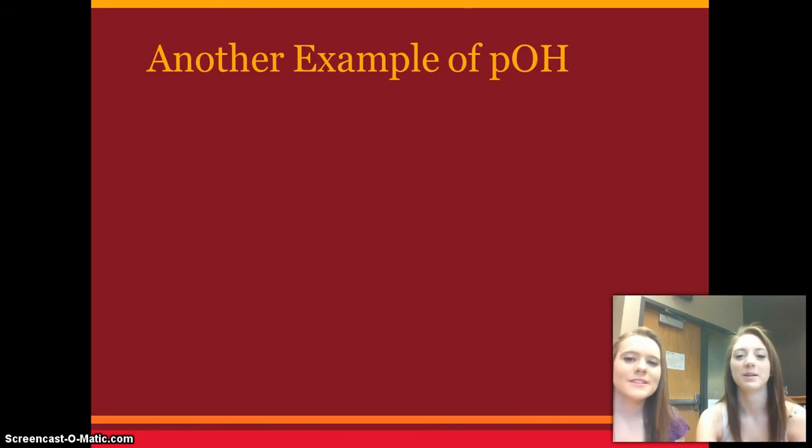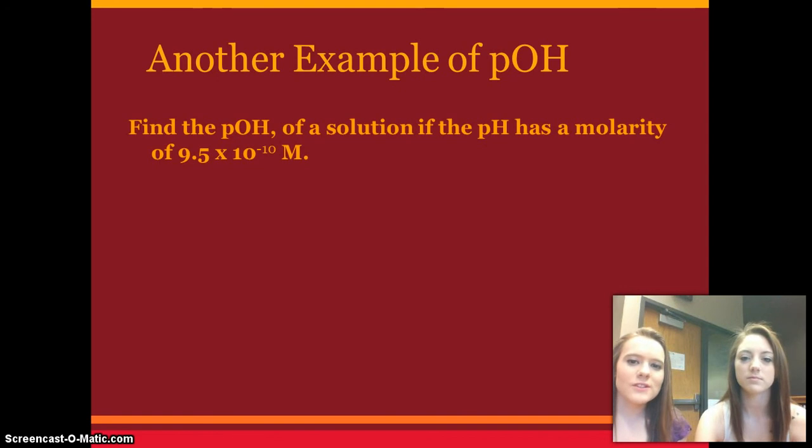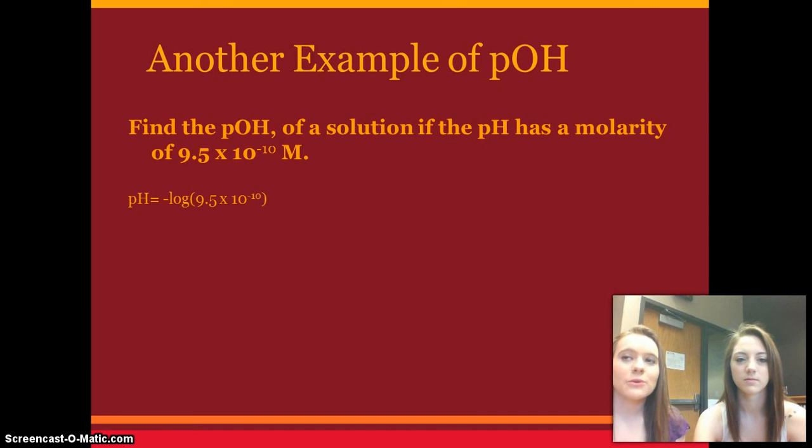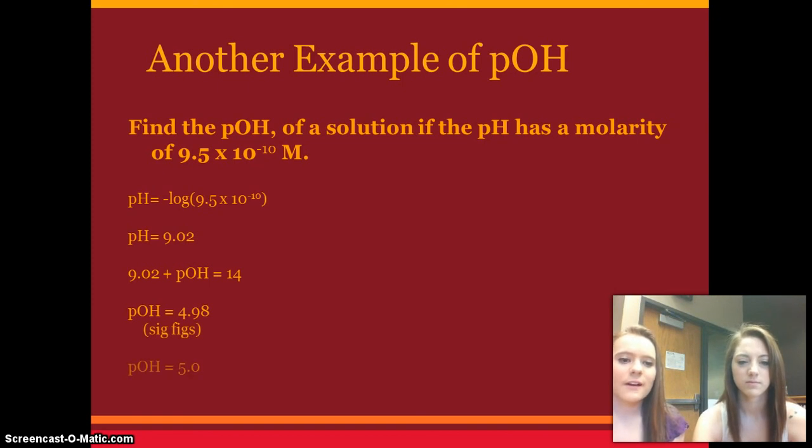Okay. Another example of pOH. Find the pOH of a solution if it has a molarity of 9.5 times 10 to the negative 10th molarity. So this one, it's giving you the molarity, so you have to find the pH, so then you just plug it in, then you have your pH, and then you do the pH plus pOH equals 14, and then you subtract, and you get 4.98. And then because of sig figs, it would be 5.0.